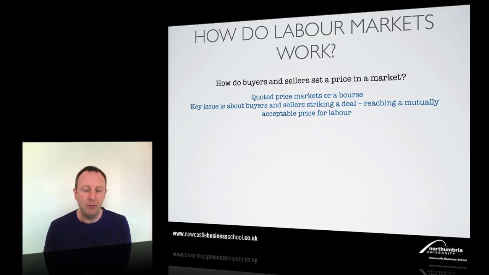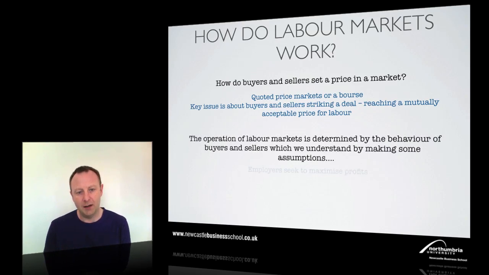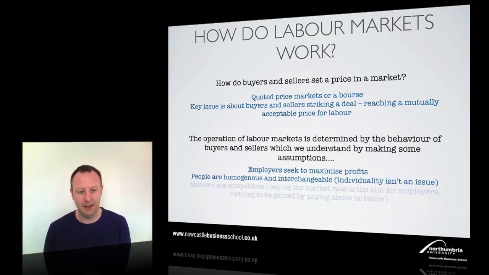That is, how they reach a mutually acceptable price, in this case for labour, but for any good or service that is within that market. It's about how buyers and sellers find that point that is mutually acceptable, where the price isn't too high for the buyer and the price isn't too low for the seller. It's about how that interaction takes place, and that's the nature of how prices are set. And so we need to understand the behaviour of those actors, of buyers and sellers.